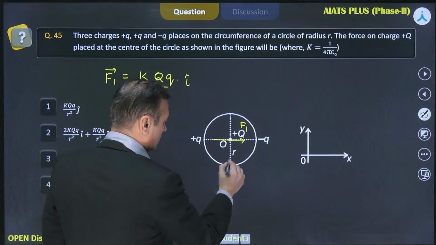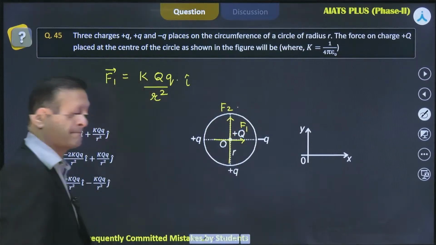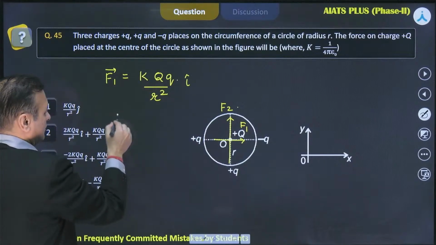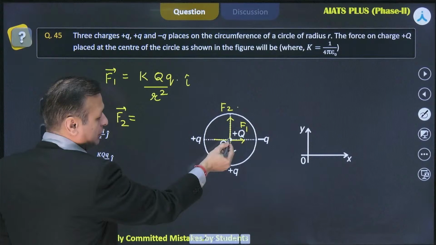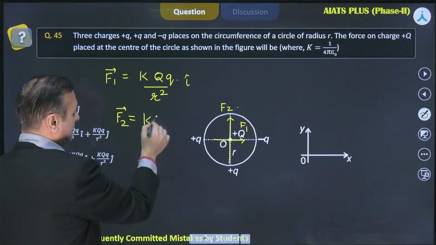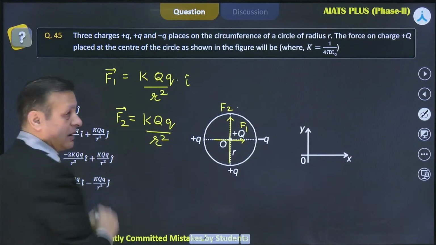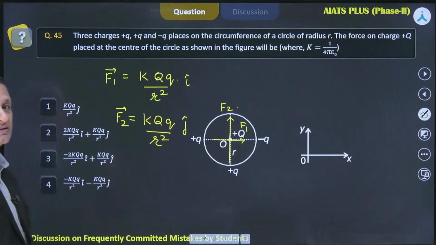Can you see this force as F2? This F2 is along the y-axis, so let's keep it again in vector form. This is again between the pair capital Q and small q, but directed along the y-axis, so shall we keep it as j?